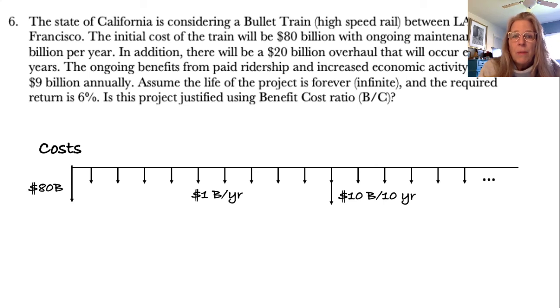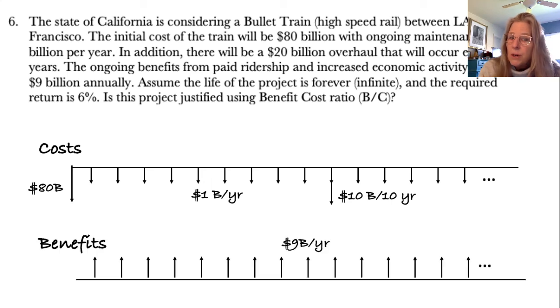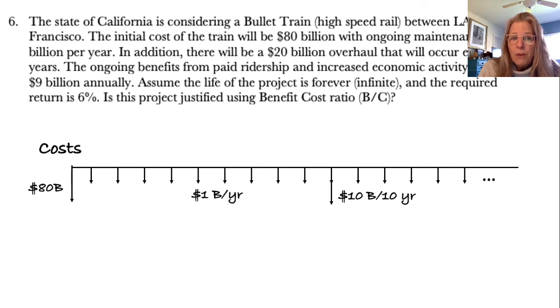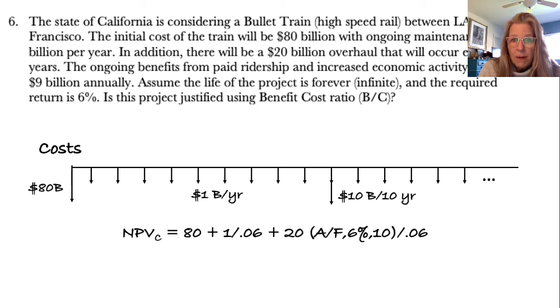So what I'm going to do is go through and do the costs. In this case, I've laid out all of the costs: the initial cost, the $1 billion per year, and the $20 billion every 10 years. And then the benefits are $9 billion per year, continuing forever. So now what I will need to do is calculate the net present value of the costs and the net present value of the benefits.